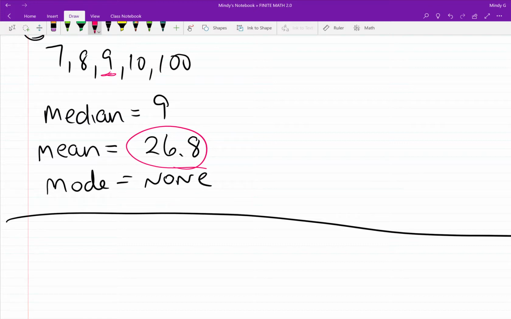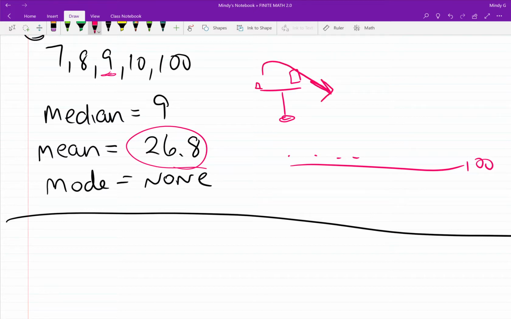Think of it as, you know those tilting scales like this? You know what I'm talking about? Okay, you have all your dots, and then one's way over here. What happens to the weight? It pulls it this way, right? It shifts it all the way that way. So that's what this 26.8 is doing. Here's 7, 8, 9. Well, this 100 is pulling it that way. It's shifting the weight that way.